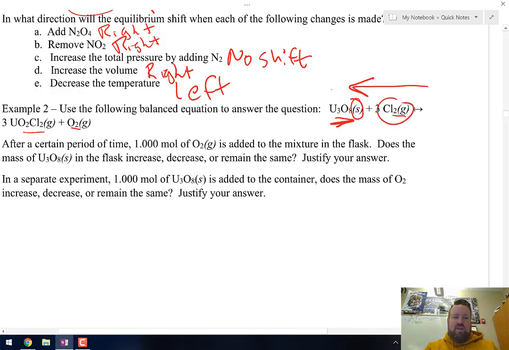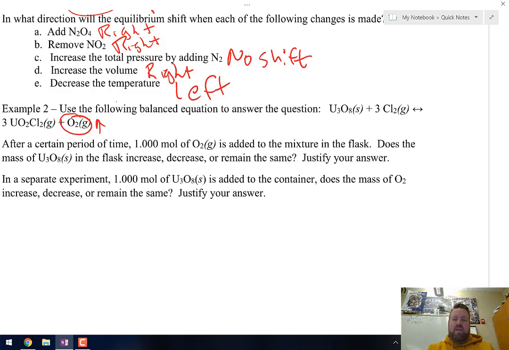But if the amount of Cl2 or O2 changes, and a shift does happen, and it shifts to the right or back to the left, it doesn't matter. If that does happen, then the amount of U3O8 does change. So a solid doesn't make a shift occur, but if a shift does occur, then the solid or the liquid would be affected. So let's use that knowledge to look at these two questions. After a certain period of time, a mole of O2 is added to the mixture in the flask. So we're going to increase the amount of O2. Does the mass of U3O8 in the flask increase, decrease, or remain the same?